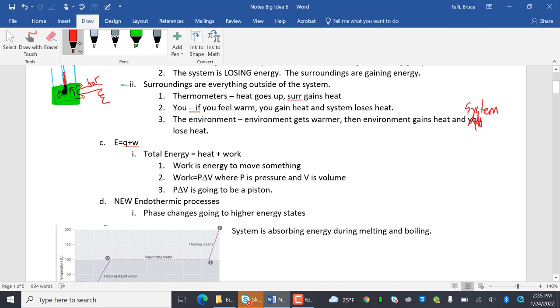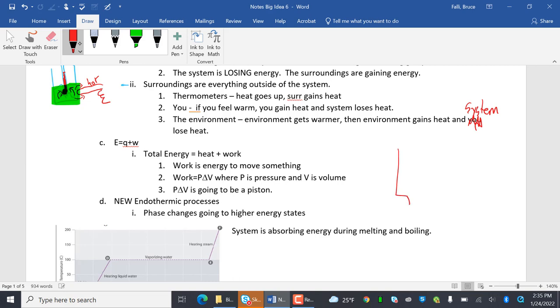Very rarely used, but a weird little duck here. Energy equals heat plus work. So Q is heat, and W is work. Work is the energy to move something. It's got to actually move. Work equals P delta V. So that means we're going to change the volume, where P is pressure and V is volume. P delta V is going to be a piston.